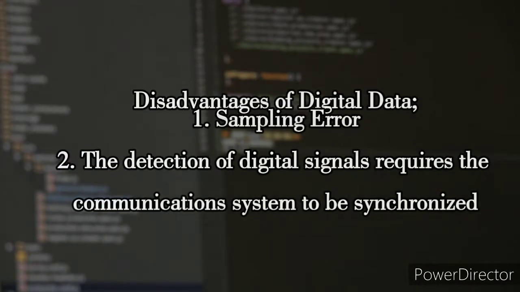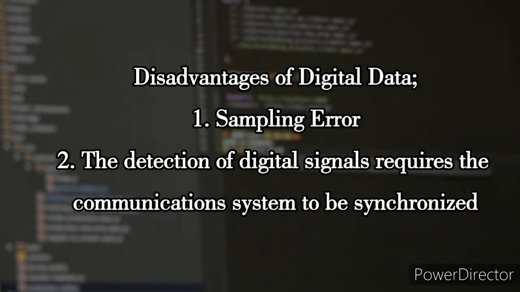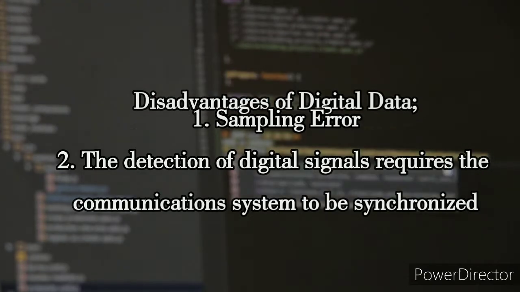Disadvantages of digital data are sampling error, and the detection of digital signal requires the communication system to be synchronized.